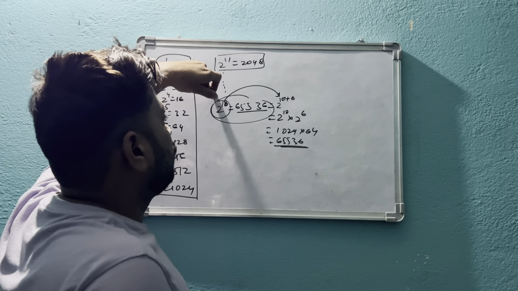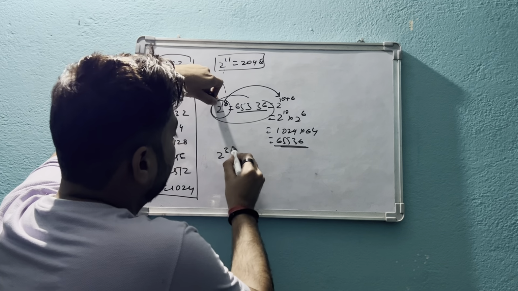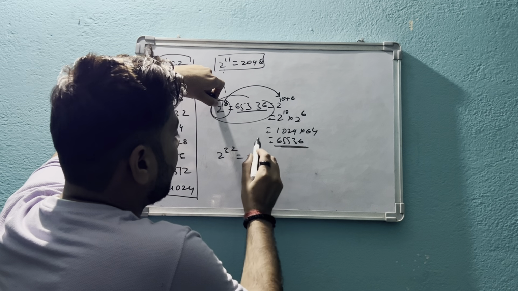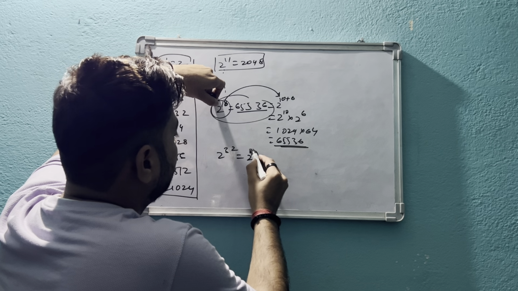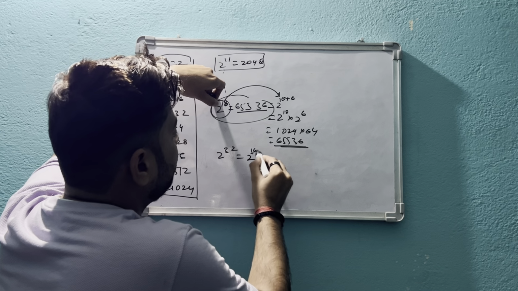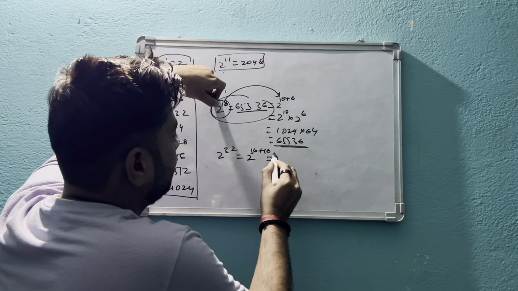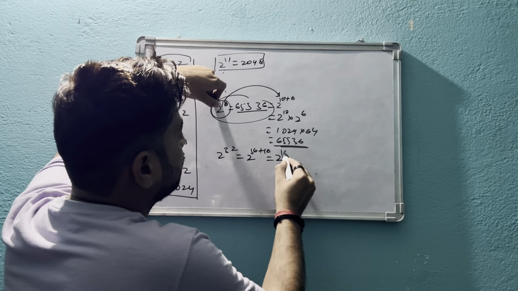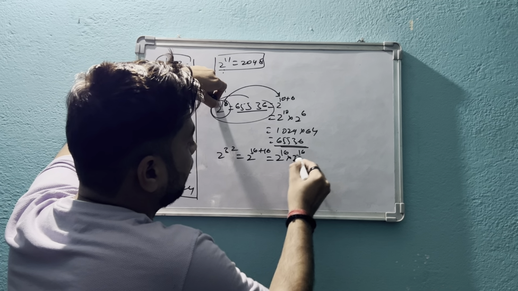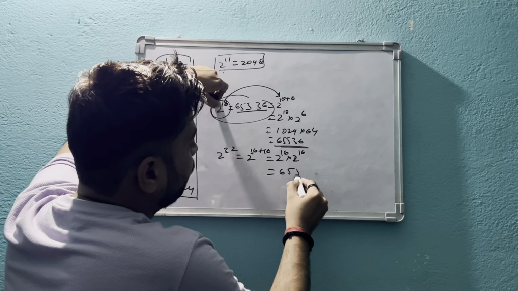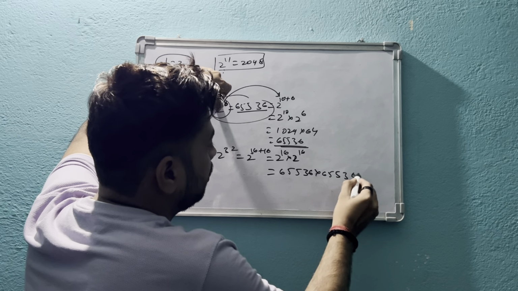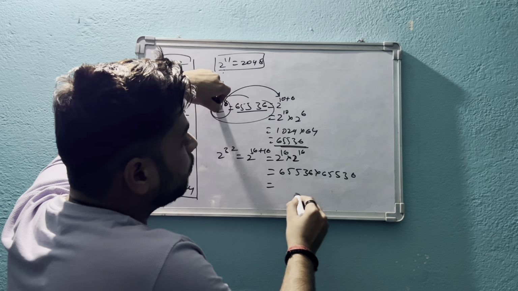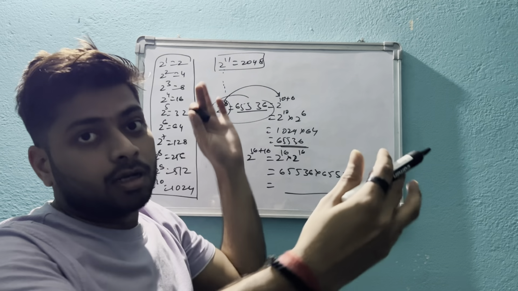If you would like to get 2 to the power 32, it would be simply 2 to the power 16 plus 16, that is 2 to the power 16 into 2 to the power 16, that is 65536 into 65536. So it would be a quite big number.